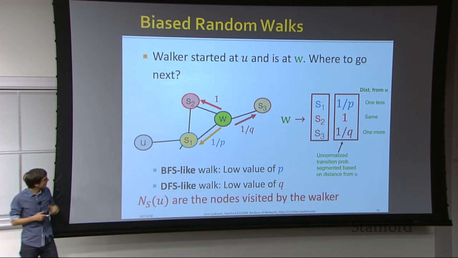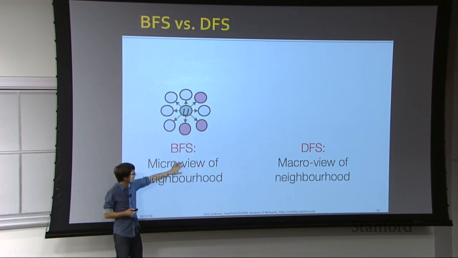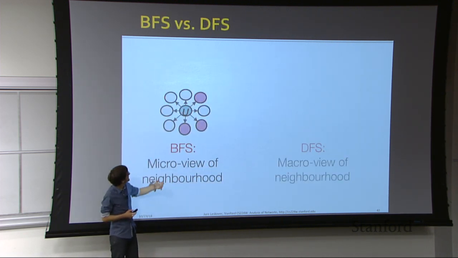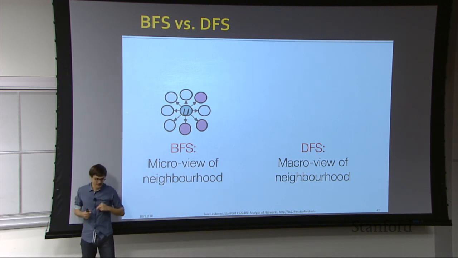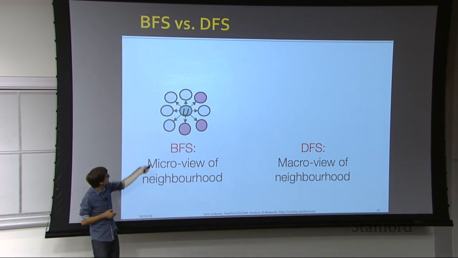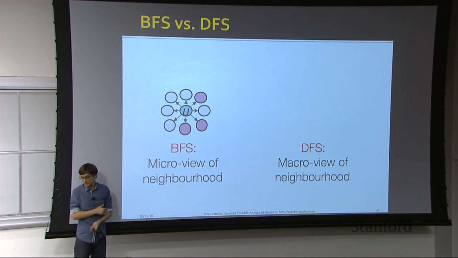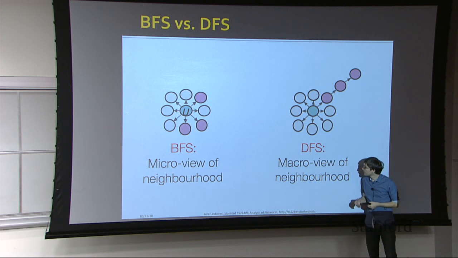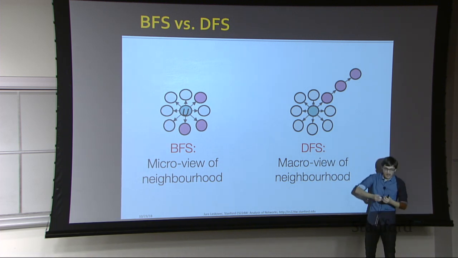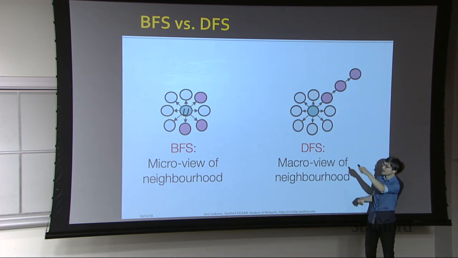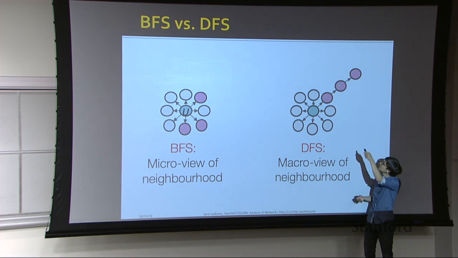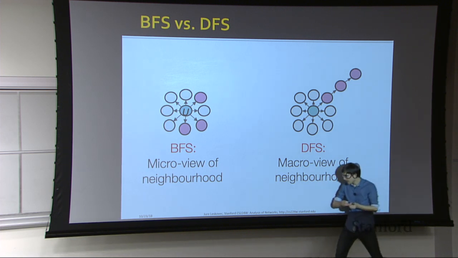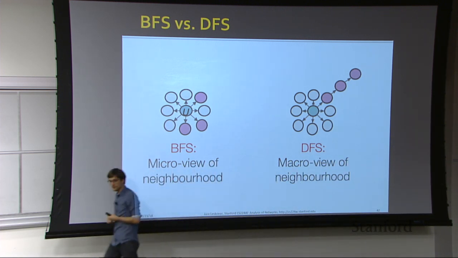But the point is the following, right? If I do breadth first search, so if I have a low value of P, this means basically my walk will make a step forward and a step back, and a step forward and a step back, right? So I'll be exploring the network very close together. And if I set a low value of Q, then I will walk farther and farther away from where I started. It will always be more likely for me to make a step farther than to stay at the same distance or turn back. So I will get a more macroscopic view of the network.